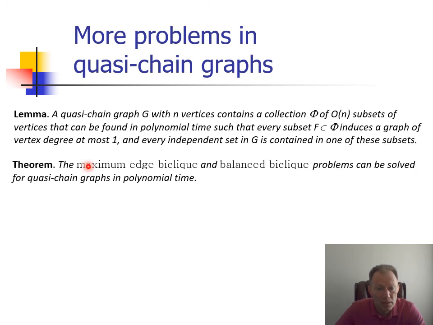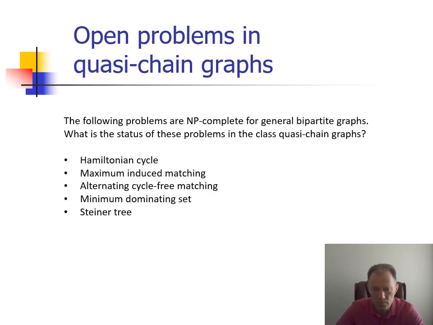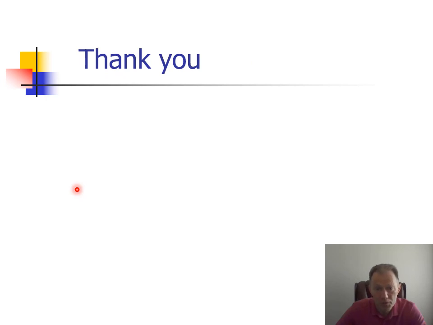We also proved that the maximum edge biclique and balanced biclique problems can be solved in polynomial time for quasi-chain graphs. And note that both problems are NP-complete for general bipartite graphs. There is a number of other algorithmic problems that are NP-complete for general bipartite graphs: Hamiltonian cycle, maximum induced matching, alternating cycle free matching, minimum dominating set, Steiner tree, and the status of all these problems in the class of quasi-chain graphs remains open. With this open problem, I conclude my talk, and thank you very much for your attention.